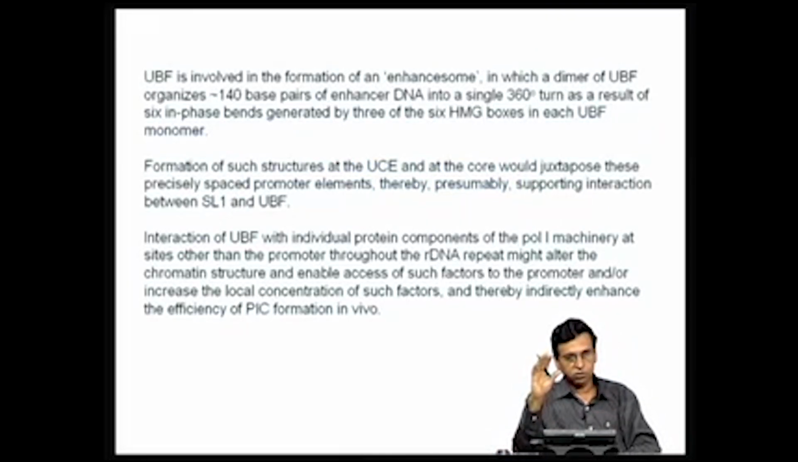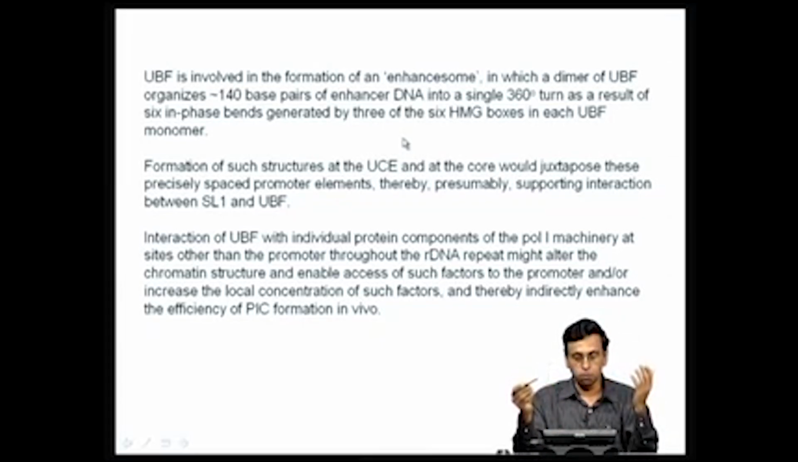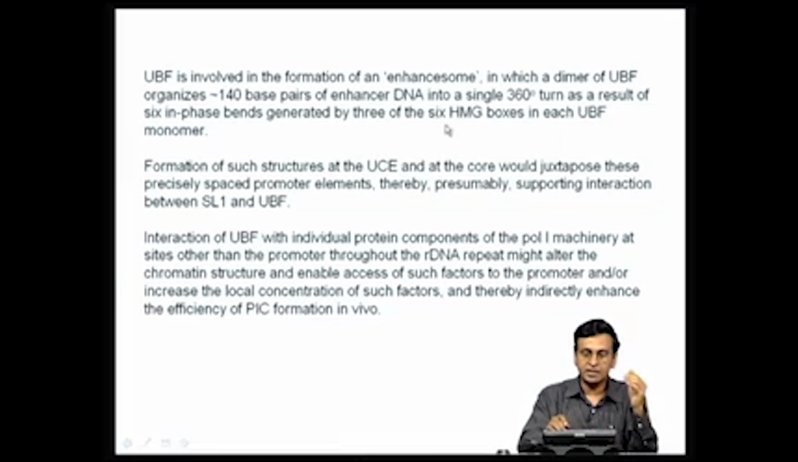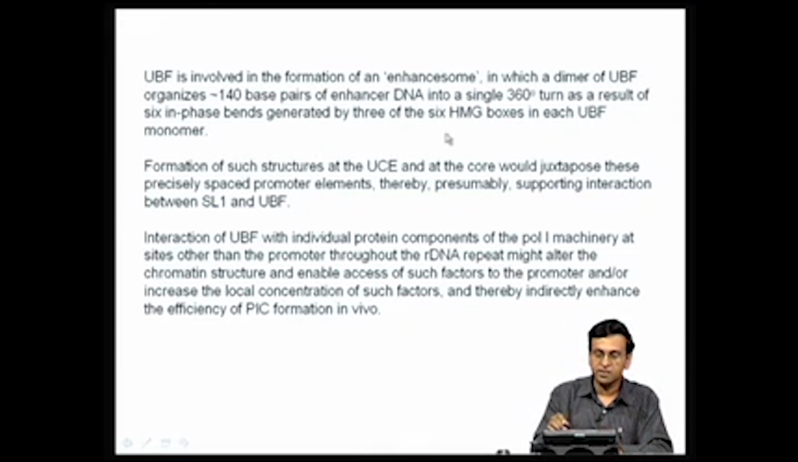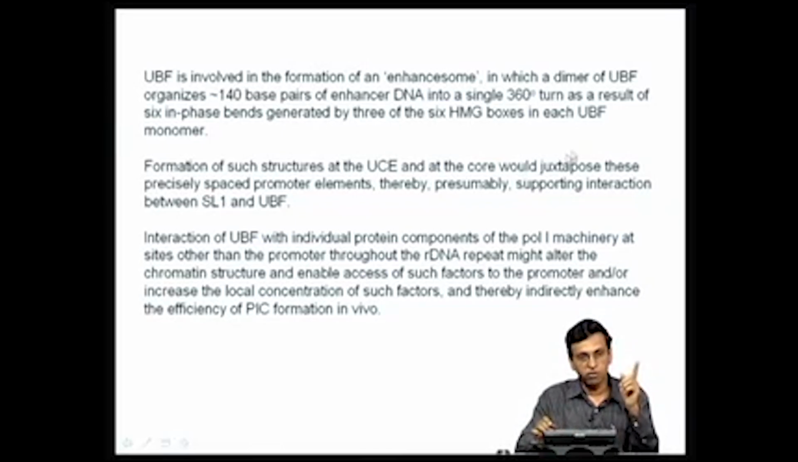The reason why UBF contains this kind of HMG boxes is that UBF plays a very important role in regulating rRNA transcription in the chromatin context. In fact, UBF is involved in formation of what is called an enhancesome, in which a dimer of UBF organizes 140 base pairs of the enhancer DNA into a 360-degree turn, as a result of which 6 in-phase bends are generated by 3 of the 6 HMG boxes in each UBF monomer. You can see the functional significance of the HMG boxes of the UBF factor.